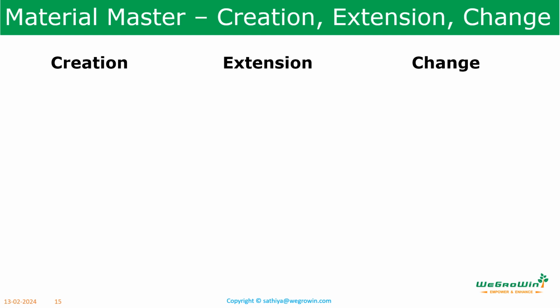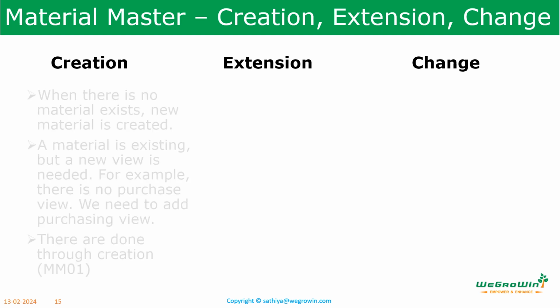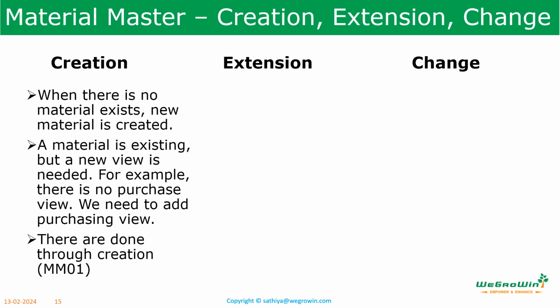Just to have some clarification here, there are some different terms we hear, right? Material master creation, material master extension, material master change. Let us see what the differences are. Material master creation means when no material exists, then we have to create the new material. But if a material is existing and you want to create a new view, for example the purchasing view, that is also like creating the view. So this has to be done through the transaction called MM01. If you want to create a new material, MM01. If there is no view and we want to create a new view, that is also through this. Again, that is also new view creation.